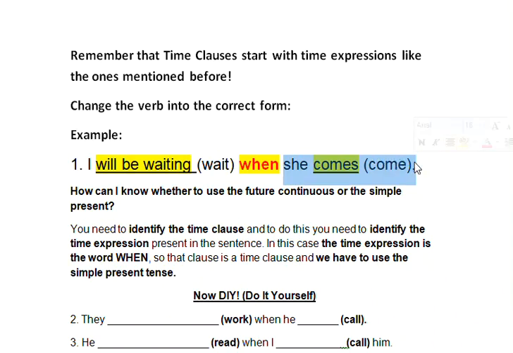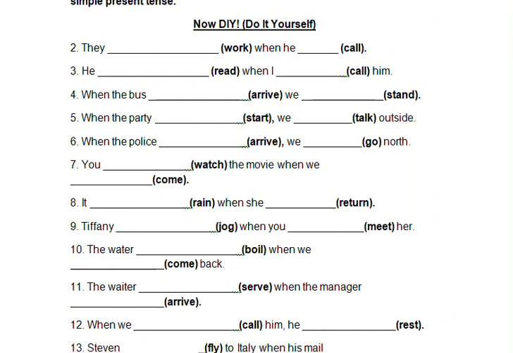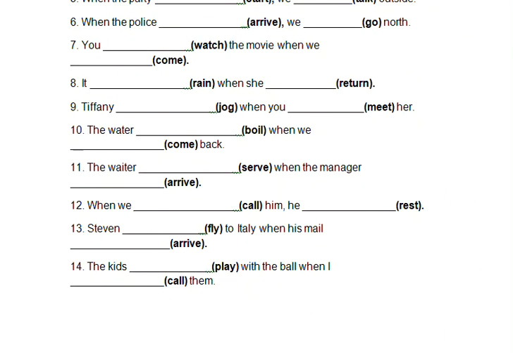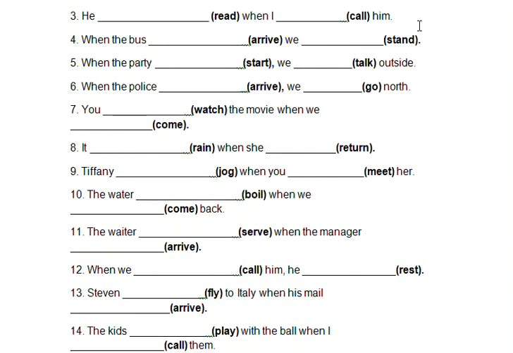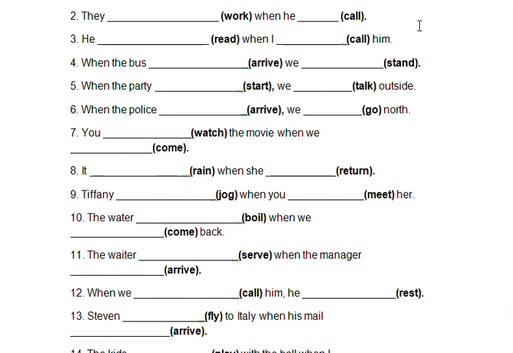Y como ustedes saben, en las oraciones de tiempo yo no puedo usar ningún tiempo futuro. So, if I cannot use a future tense, I need to use the simple present tense. ¿Ok? I will be waiting when she comes. Yo estaré esperando cuando ella venga. Now, do it yourself. You have 14 sentences, and I need you to complete them using the future continuous and the simple present.